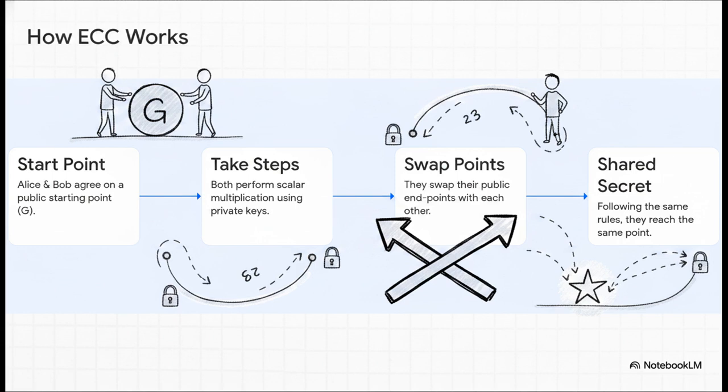Third, they swap the points they landed on. Those are now their public keys. Finally, Alice takes Bob's public point, applies her secret number of steps to it, and Bob does the exact inverse with Alice's point. And here is the magic trick. Because of the special properties of the curve, they both arrive at the exact same shared secret coordinate on the graph, without ever exposing their initial private numbers.